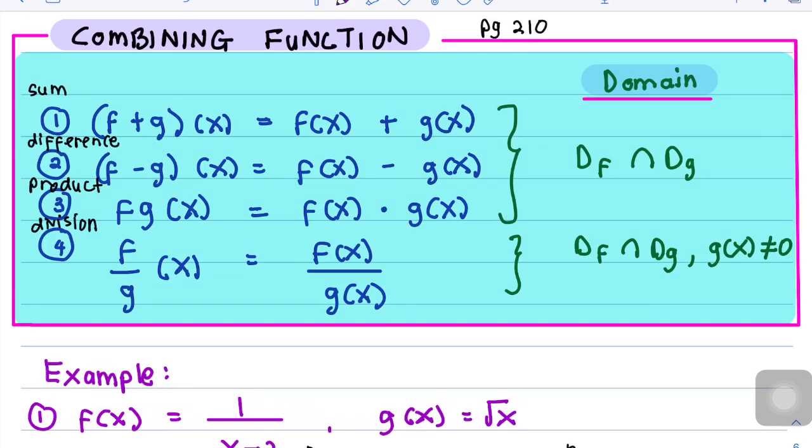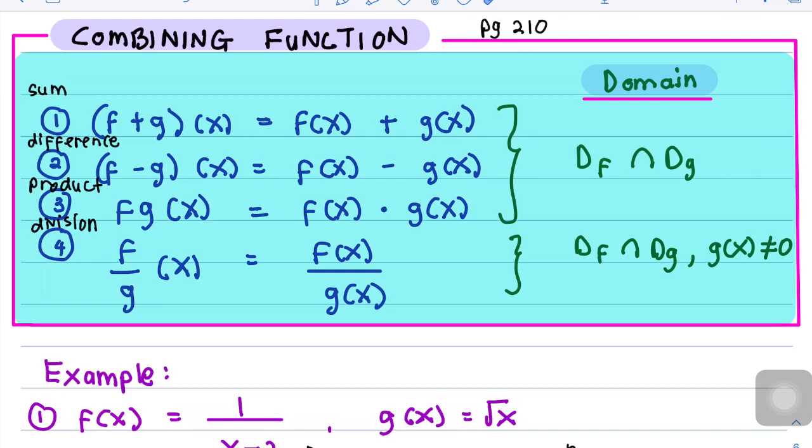Bismillahirrahmanirrahim. In this video, we will have the subtopic of combining function in chapter 2. In combining function, you will have operation of function, which is the sum, difference, product, and also division.